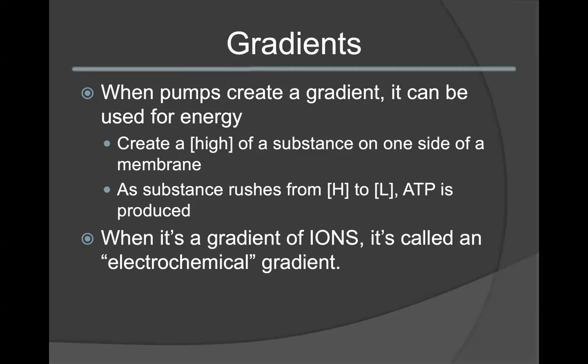Gradients are very important, and they can be used for many different functions. When a gradient is formed, it can be used for energy, such as the proton pump. So having active transport and creating a gradient, we will see in the process of photosynthesis and respiration that this is very important in allowing for these processes to occur and for allowing for ATP production to occur. When we have a gradient of ions, we can also refer to that as an electrochemical gradient.